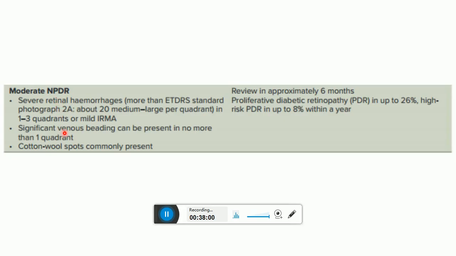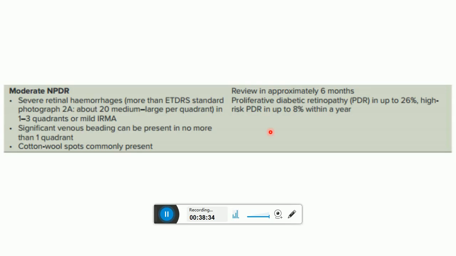And there is significant venous bleeding in no more than 1 quadrant. So bleeding only in 1 quadrant. In moderate NPDR, bleeding in only 1 quadrant. Cotton wool spots commonly present. Review in 6 months, because proliferative diabetic retinopathy occurs in up to 26% of these patients, and high risk PDR in up to 8% within a year. So that's why 6 months are necessary.